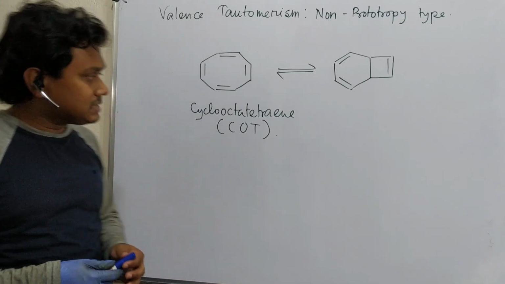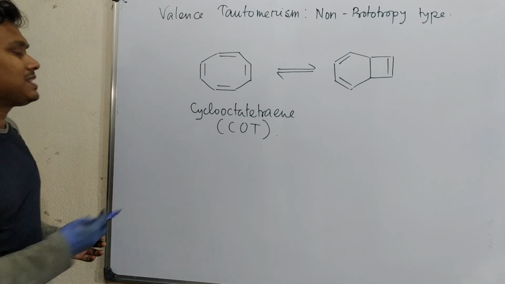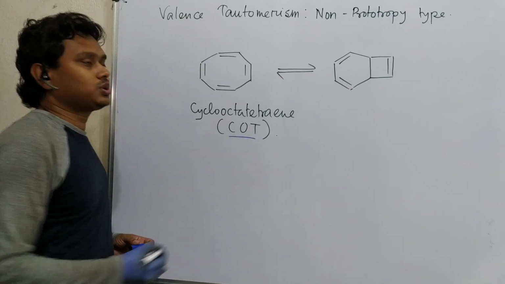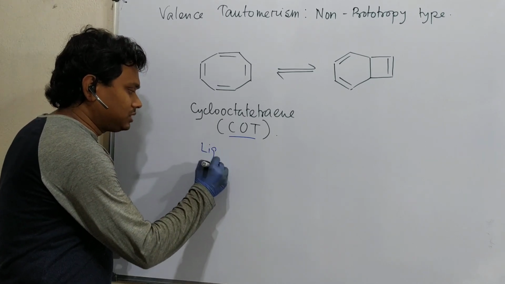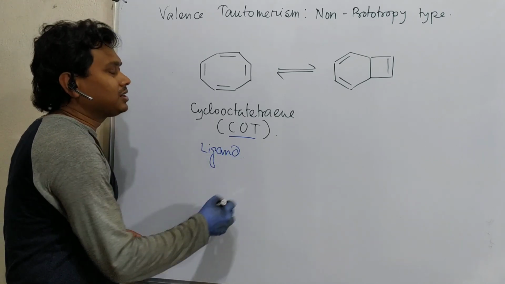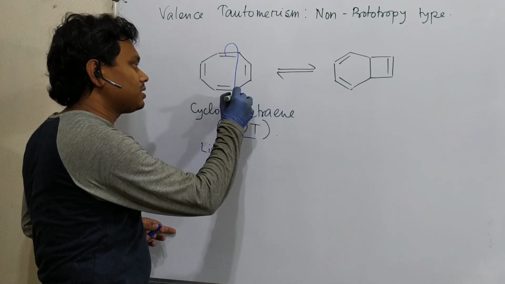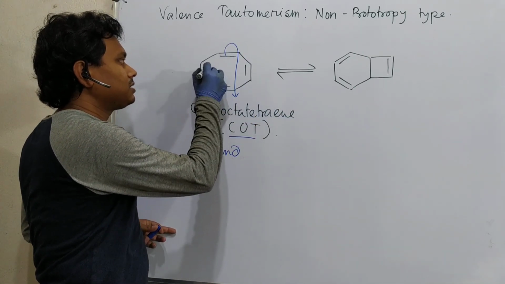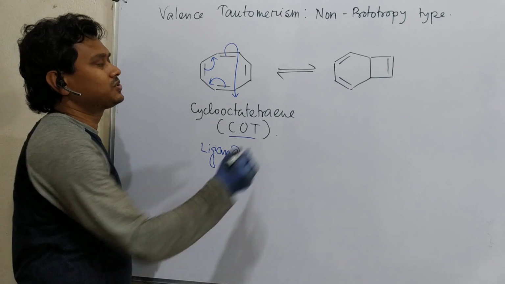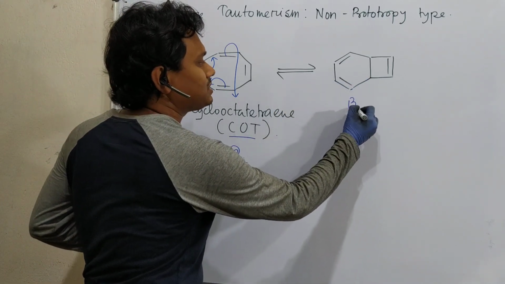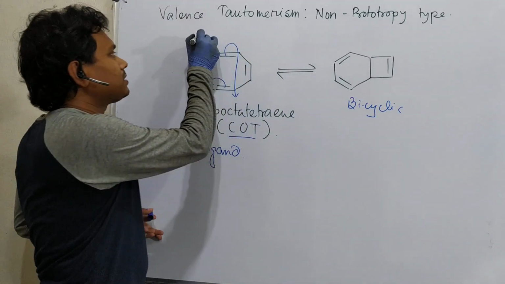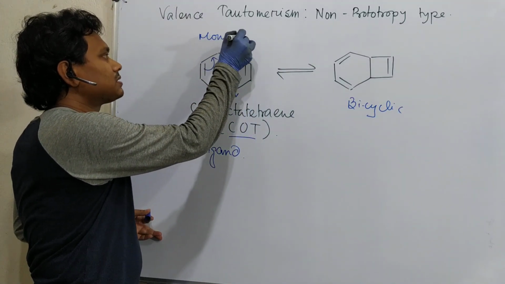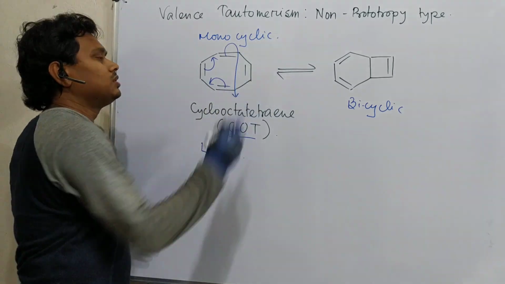Let's proceed. See, this is a molecule named cyclooctatetraene or COT. It's very famous. You know it as a ligand. So this molecule undergoes a reaction, means it comes here, it comes here, it comes here, and it results in a bicyclic. So this is actually a bicyclic, this is a monocyclic.